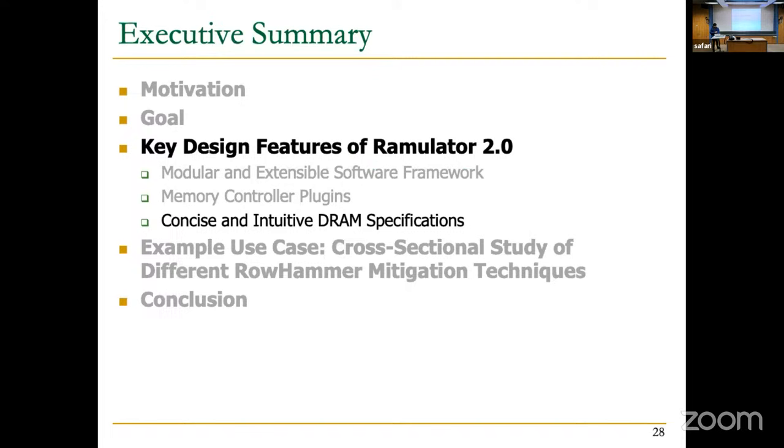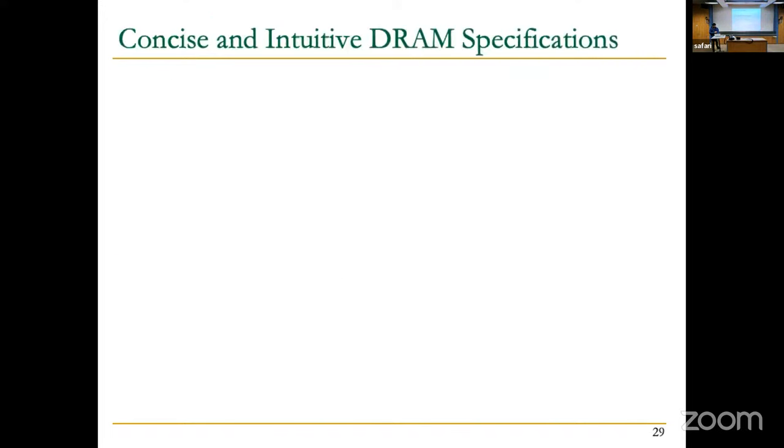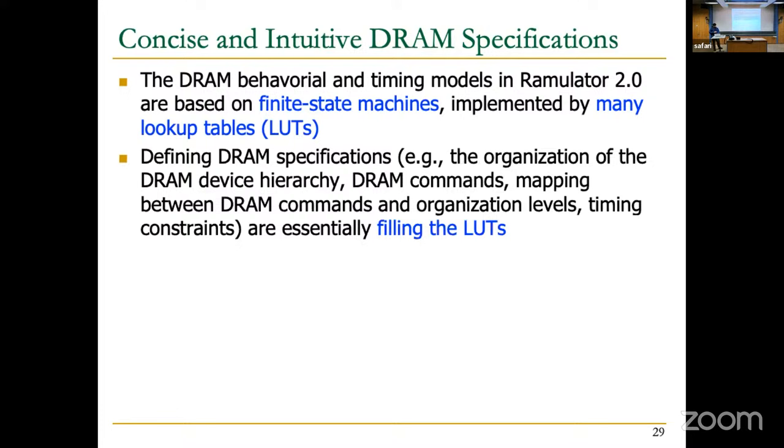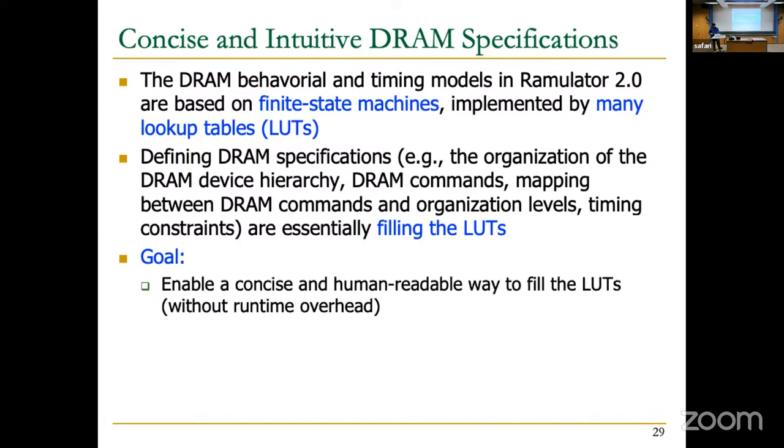Next, I will briefly talk about the concise and intuitive DRAM specifications. The DRAM behavioral and timing models in Ramulator 2.0 are based on finite state machines, and we implement them with many different lookup tables. The process of defining these specifications, let's say the organization, the DRAM commands, the mapping between the commands and the organization levels, and the timing constraints, is essentially filling up these many different lookup tables. In order to make this easy to understand and modify, we should have an easy way to automatically fill a lot of tables without runtime overhead, while also maintaining modularity and extensibility.